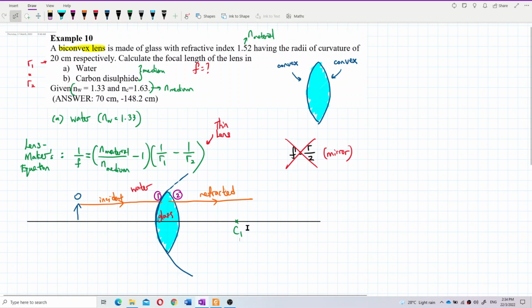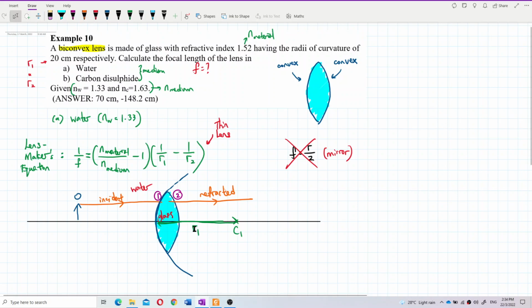So the center of curvature 1 is on the same side as the refracted ray. Let's look at the radius. The radius is over here. This is the R1 radius for surface 1. So I want to ask you, is this radius 1 positive or negative? Should we put a positive value or a negative value for R1? Is it positive 20 or negative 20?